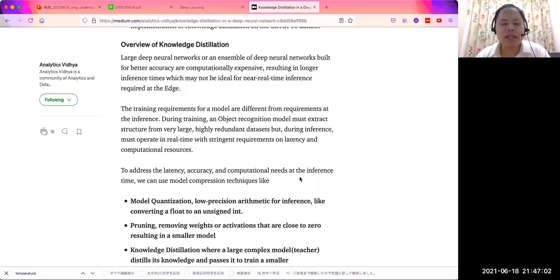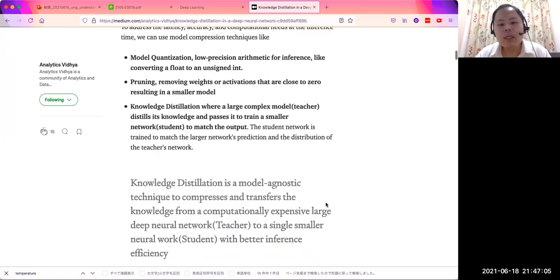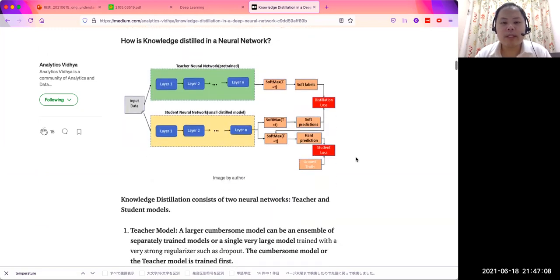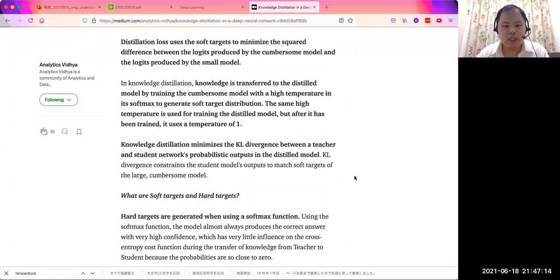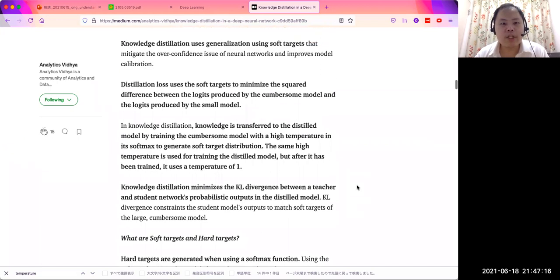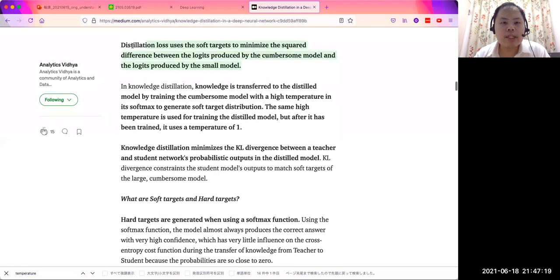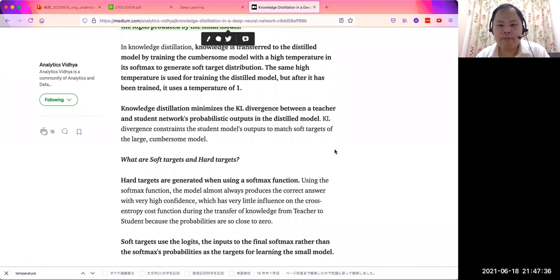Almost 90+% as well, if we're talking about, for example, DistilBERT, which is one of the more prominent distilled models. So then the question is, there's this distillation loss. What is this distillation loss? You can see this definition here. Distillation loss uses the soft targets to minimize the squared difference between the logits produced by the cumbersome model and the logits produced by the small model. So what is this logits thing? It is basically the input being fed to the final layer. Logits are the final inputs to the softmax function before you get the final output.